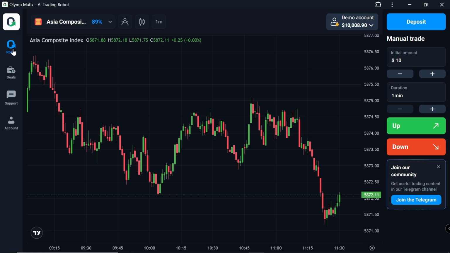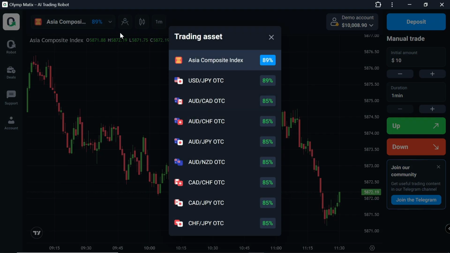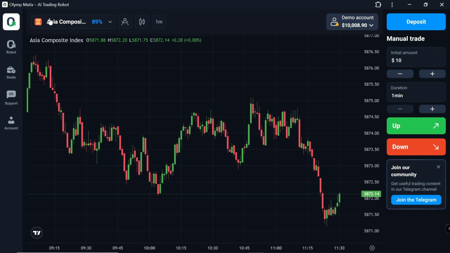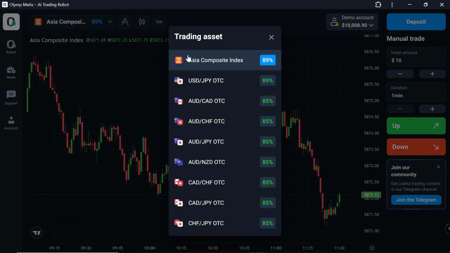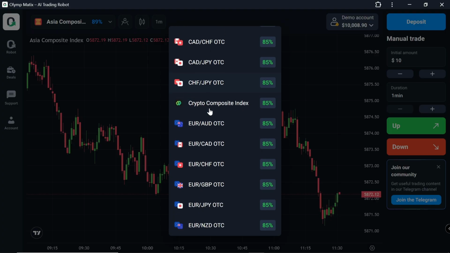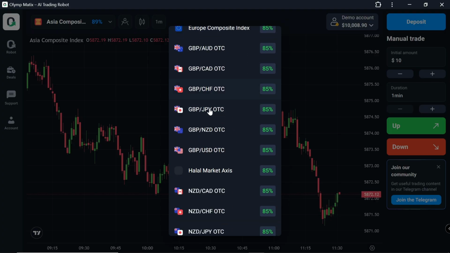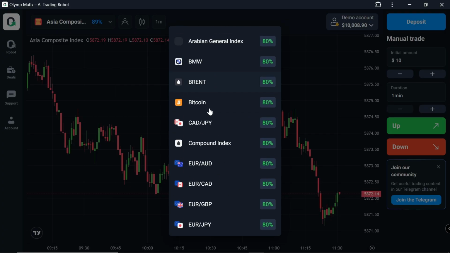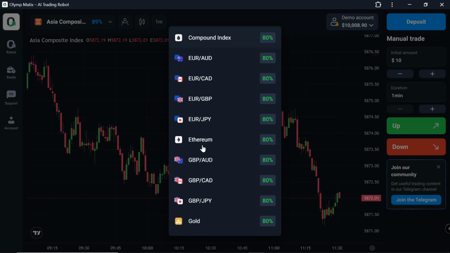So first of all, how do you select an asset to trade when we're using manual trading? What you do is you go here, there's an option right there, you click it and it shows you a drop down of different trading assets you can choose from. As you can see, there's currencies, there's indices, and there's just everything. There's also Bitcoin and stocks as well. You find them right here.